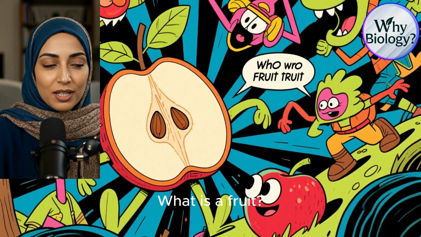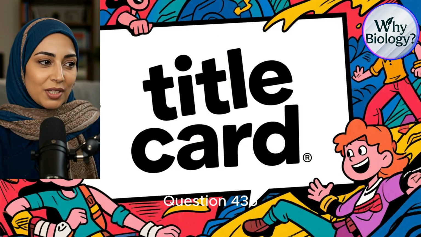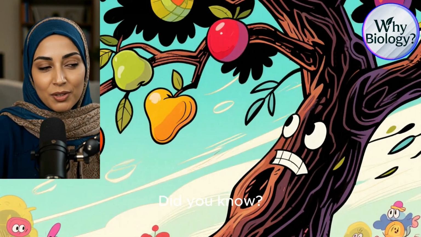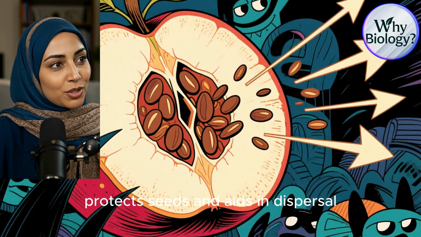Question 435. Did you know? What is a fruit? A fruit is a mature ovary containing seeds. Question 436. Did you know? What is the function of fruit? Fruit protects seeds and aids in dispersal.